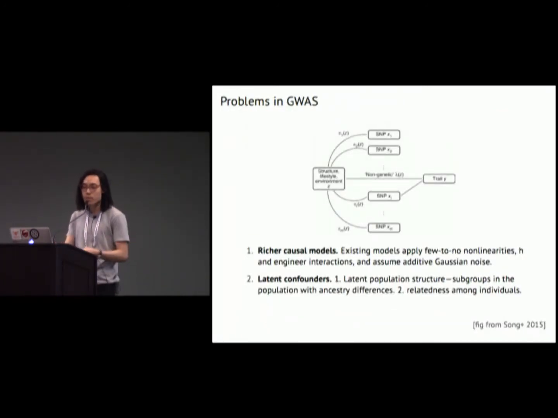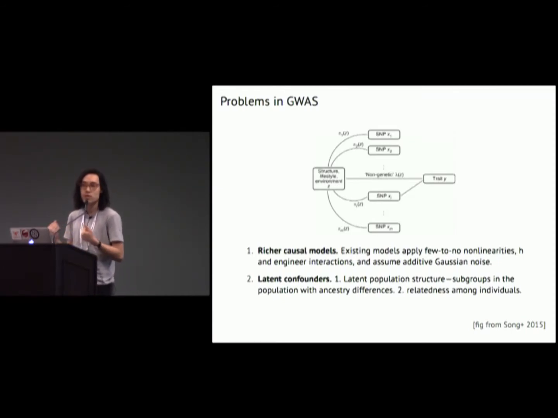Okay, there are many problems in GWAS, and I'm going to be focusing on just 2 problems. One of the problems is about how to build richer causal models. And so in this figure, if you just look at the middle column, there are a bunch of SNPs. There are M SNPs. They range on the order of hundreds of thousands to millions. And one causal relationship is understanding how X causes Y, the trait. And currently in the genomics community, we typically apply simple models such as linear regression. And these models apply a few to no nonlinearities.